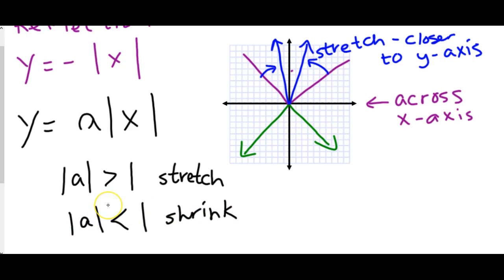So a shrink is when the absolute value of that front number is smaller than 1, and it is going to go further away from the y-axis. From that purple, now we're going away. Shrink. Or you can think of it as getting closer to the x-axis.